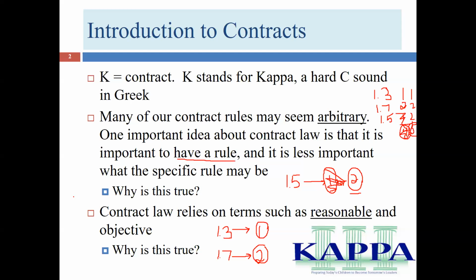A really important rule, and this rule isn't arbitrary, but it's a very common rule that we'll see popping up lots of times over the next several chapters, is the idea that things have to be reasonable and objective. Or that's how the standard is. That's how courts will determine it.